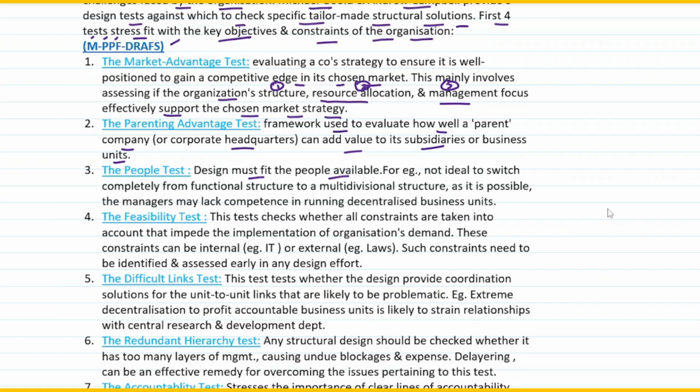Example can be, it is not ideal to switch completely from a functional structure to a multi-divisional structure. Why? Because it is possible that the managers may lack competence in running decentralized business units.